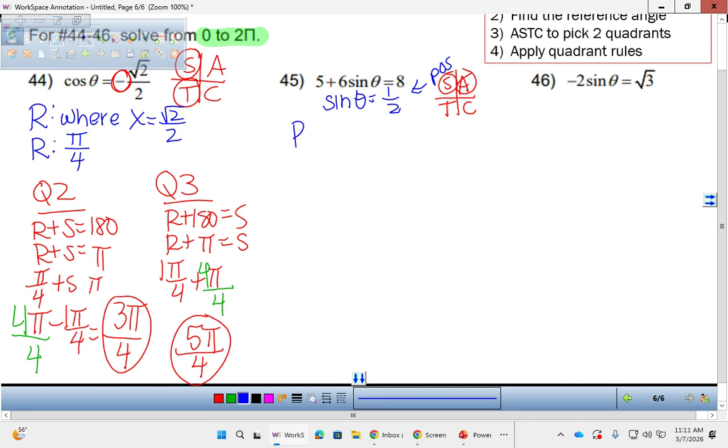So my reference angle is going to happen on my unit circle where y, because sine is y, is 1/2. So look at your unit circle and look at the coordinate points. The y value is the second coordinate point. That happens at 30 degrees. But in radians, that's pi over 6. Are we okay with that? So my reference angle here would be pi over 6.